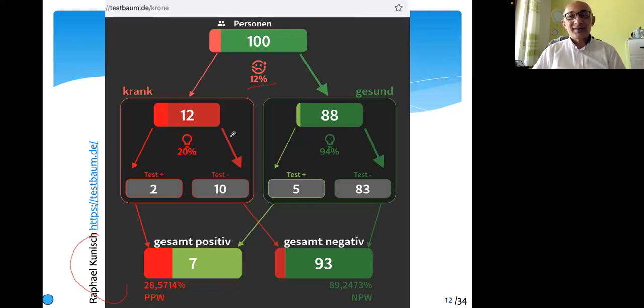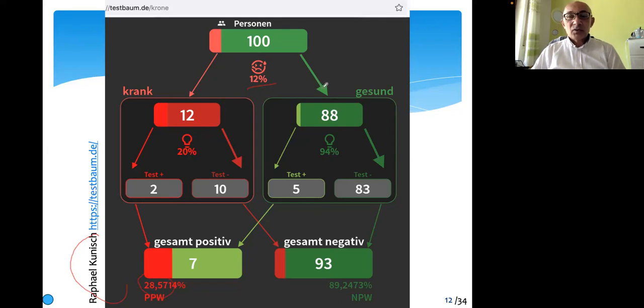But which of the 100 are healthy, which are sick, that I need to test. If I apply the PSA test, because it has a 20% sensitivity, it will return positive in only two of these 12, but negative in the remaining 10. That gives us a positive predictive value of only 28. It is rather low, isn't it?